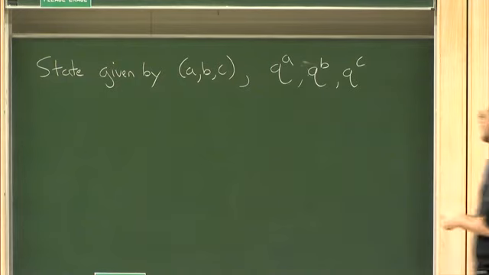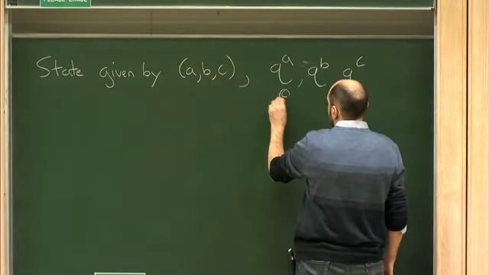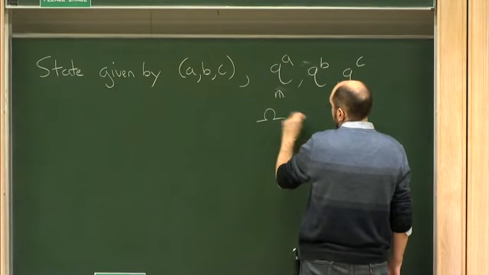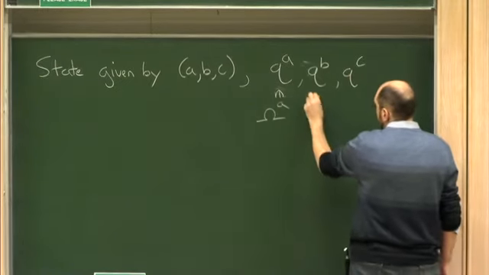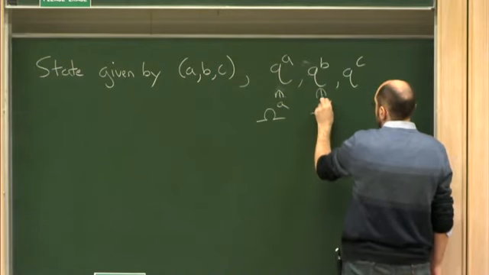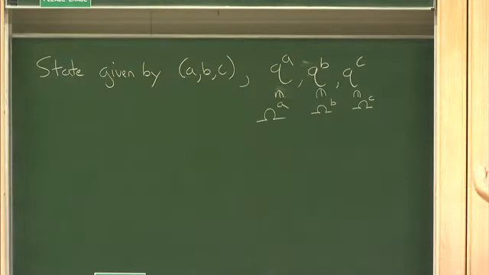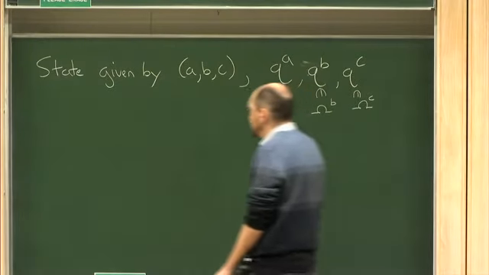So if you think about it, this guy is in omega to the what? You have A copies of omega. This is in omega to the B. This is in omega to the C, or I mean the product of that. So first, diffusion. Diffusion's the easiest thing.